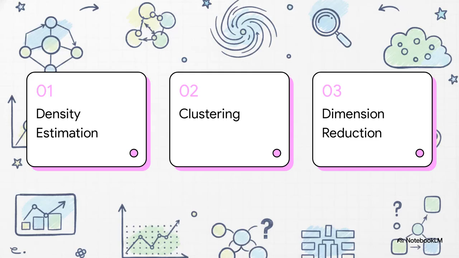So to pull this off, our Data Detective's toolkit is basically divided into 3 main phases. First up, estimating the data's shape. Second, the art of clustering. And third, reducing dimensions for clarity.